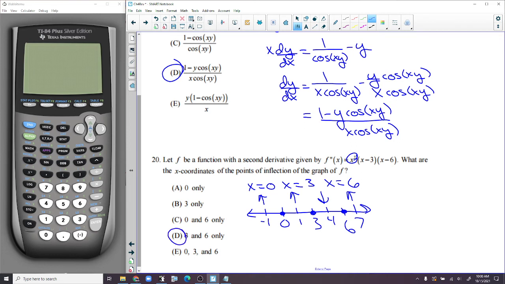3 and 6. 0 is not a point of inflection, even though it made the second derivative 0. Saying that 0 makes the second derivative 0 is not a justification for a point of inflection. It doesn't work that way. And I'll keep emphasizing that because that's a common justification for this. All right.